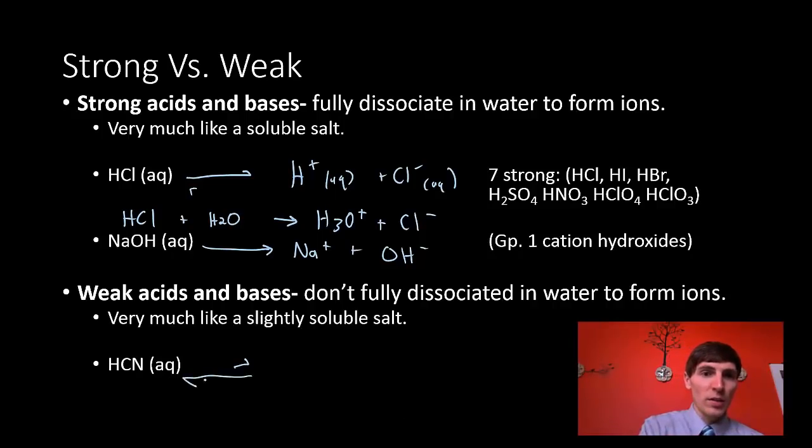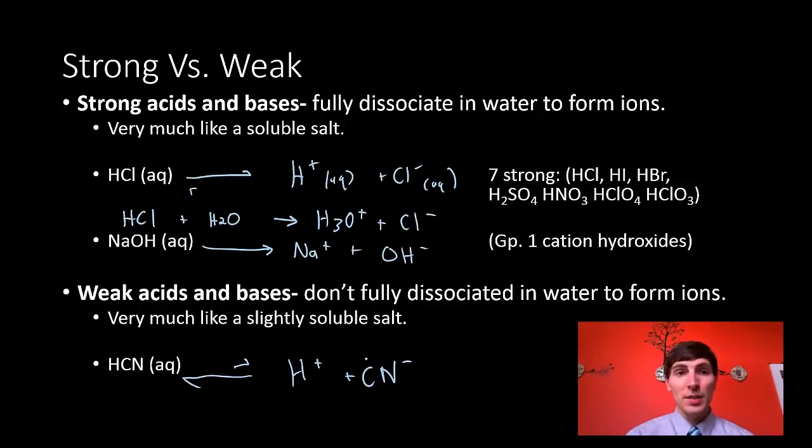Notice my reversible reaction arrows. A very small amount of HCN will actually break apart into hydrogen ions and cyanide ions, but most of it is going to stay in the form of HCN. So we call this a weak acid. This reaction lies very much to the left, whereas a strong acid or base lies very much to the right. So I want to show you what a weak acid or base looks like so that we can see the difference between the two.